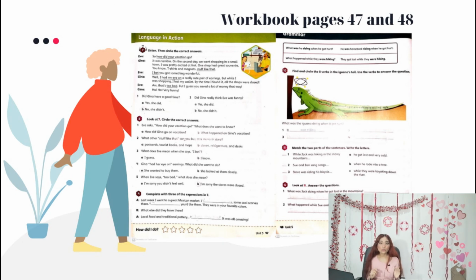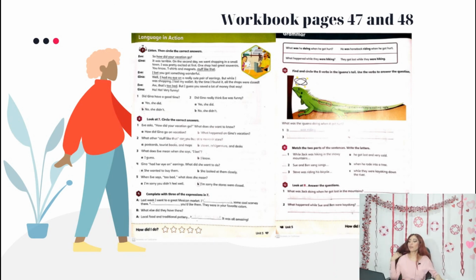Remember to use was and were in the next activities. Pay attention to the instruction. If you don't do it this way, I'm going to know that you are not paying attention to the videos, you are not paying attention to the instruction. Activity 10 says, find and circle 8 verbs in the iguana's tail. Use the verbs to answer the questions. Okay, so you're going to find 8. The first one says was writing, and then you're going to find and circle the next.